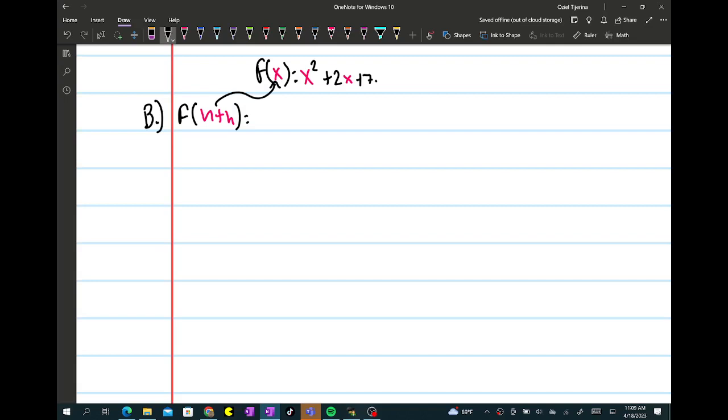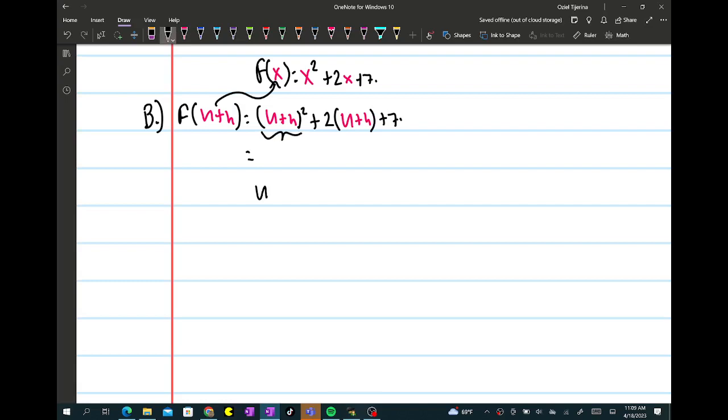So we're going to say this is the quantity u plus h, quantity squared. Now, do not forget to put parentheses every time you're plugging in x. If I just say u plus h squared like this, that's not going to be correct, right? I'm going to end up with u plus h squared, which no, we need to square the entire thing, okay, guys? So then we plug that in, and then we have plus 2 times u plus h, and then plus 7.